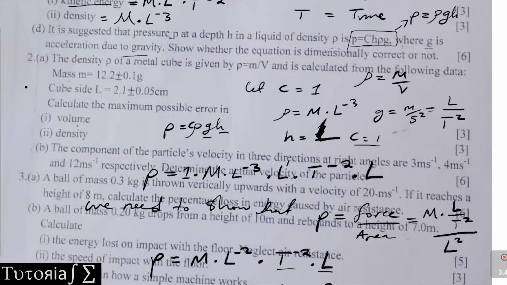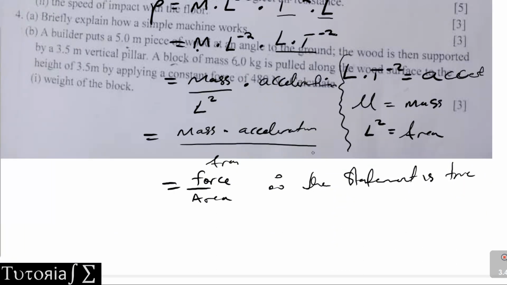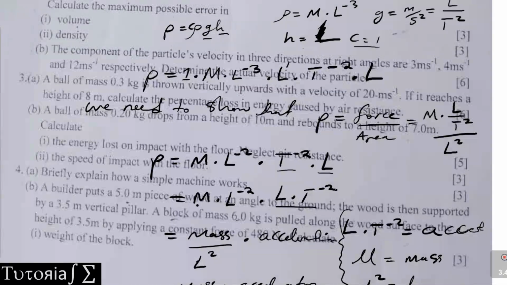So we started simplifying. We need to show that this simplifies to force over area. So rho is equal to ML. We simplify here, we add these exponents, and we're going to have that. Then we identified that L times T to the negative 2 is acceleration, so we replace this with acceleration. Then M is mass, so we say mass. Then L squared is area, which is this formula right here. Okay, so that proves the formula.